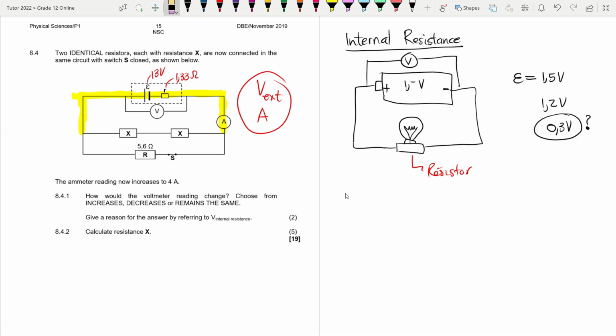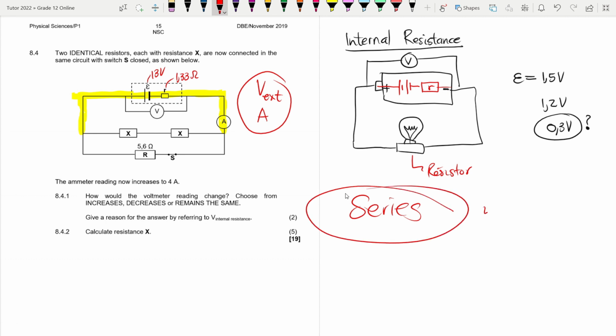So we zoom into the battery and we figure out, oh, inside the battery there's actually the cells and a little resistor in there. So that resistor itself is connected in series, which is very important. It's connected in series with the rest of the circuit, with the external circuit. So it's connected in series with the external circuit.